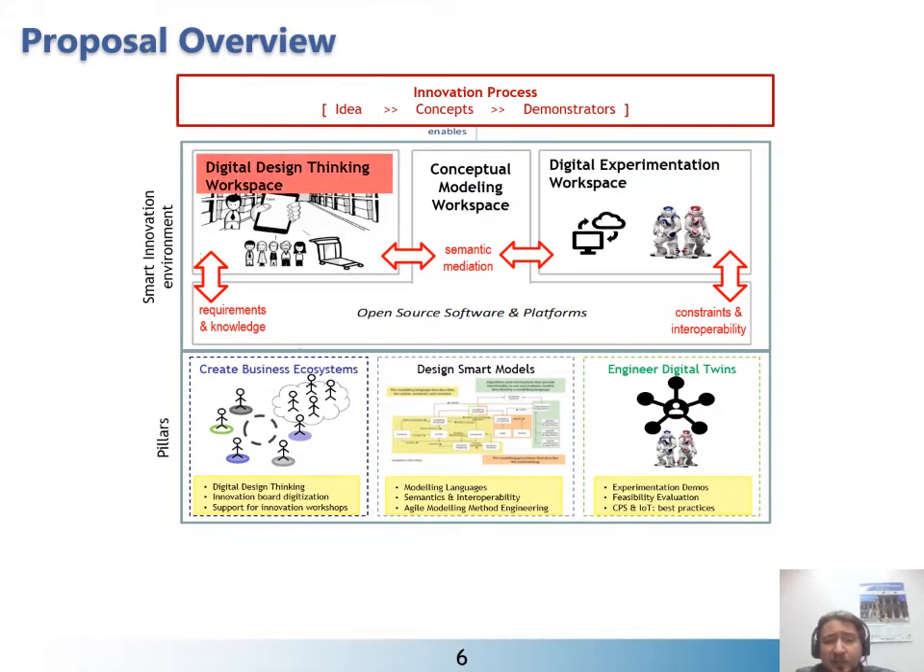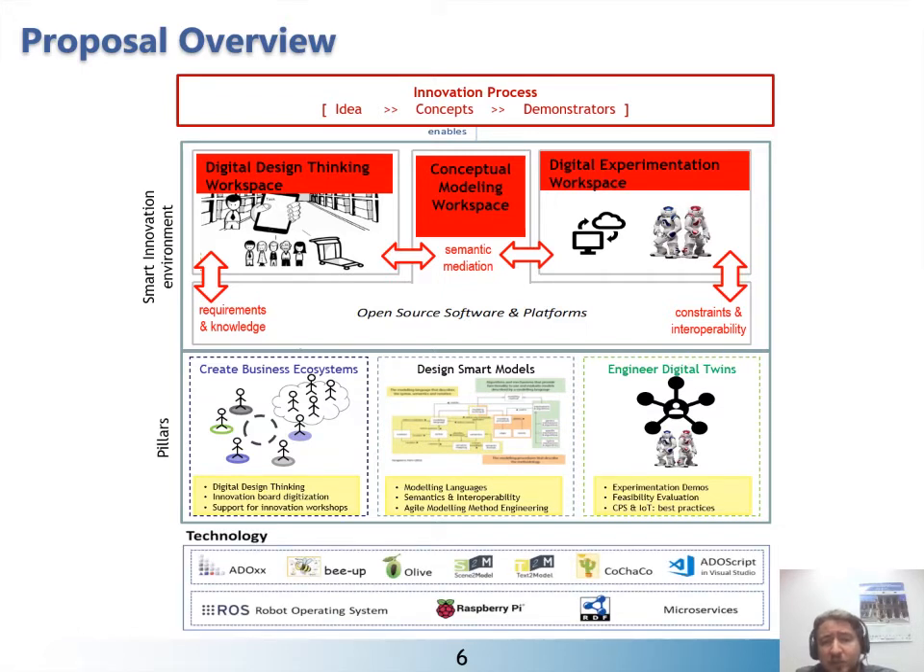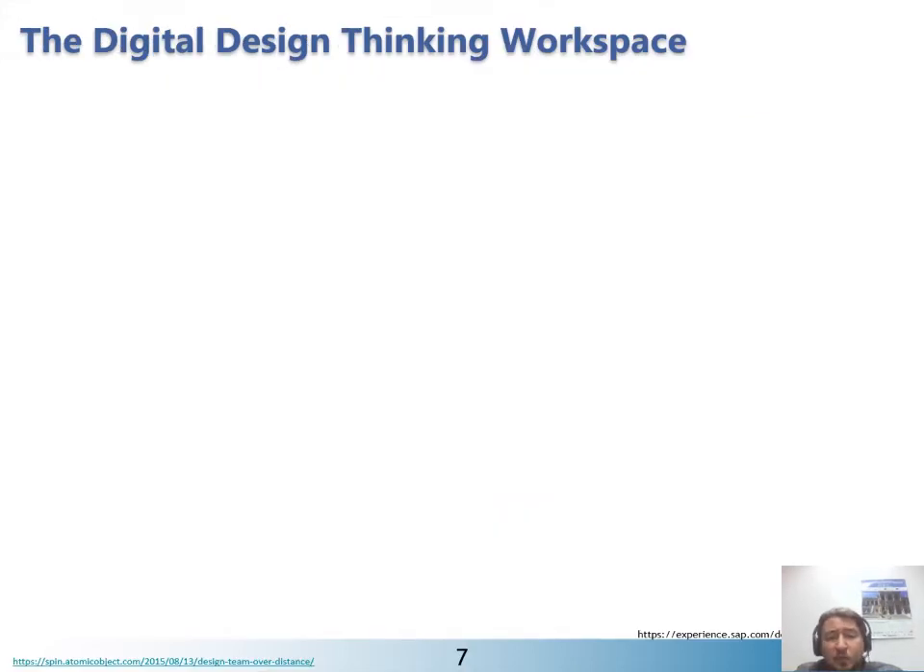There is a digital design thinking workspace focusing on the business view. There is a conceptual modeling workspace focusing on conceptualization and smart designs, and the digital experimentation workspace focusing on execution and demonstration. The logos visible below are some suggestions of the technological ingredients included in those toolkits. Next, I will go into some details about those ingredients and about the scope of each particular workspace.